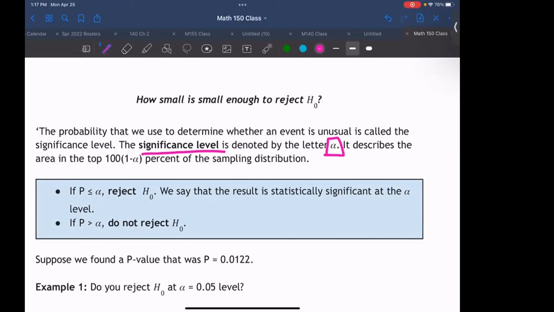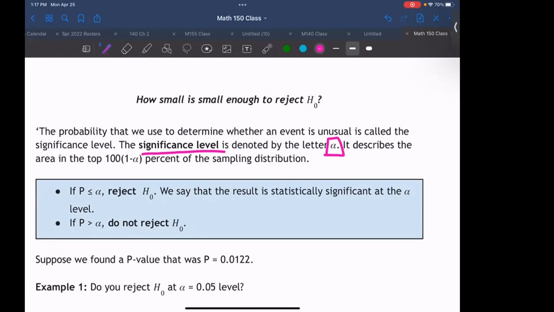This is just going to tell how strong we want the relationship between the sample mean and our null hypothesis. So this is just this line that determines how small enough we should get to reject the null hypothesis. Technically it describes the top 100 times (1 minus alpha) % of the sampling distribution. You don't have to know that. Just know significance level alpha.